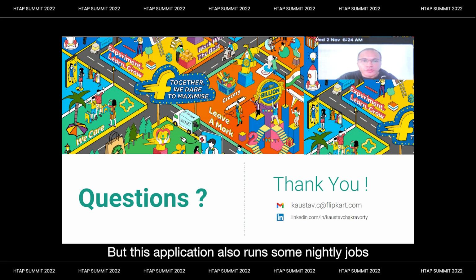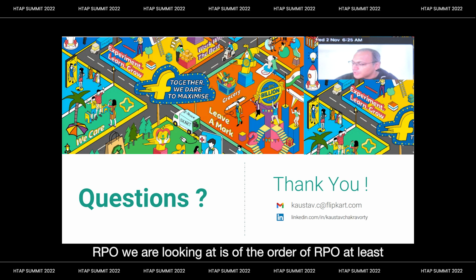But this application also runs some nightly jobs where there is expiry of coins, there is archival of data. For example, if we archive, we delete a lot of records from the main data store on TiDB. And when these bulk operations run, we do see an increase in the lag in TiCDC. Now, the kind of RTO, RPO we are looking at is, RPO at least, of the order of minutes. We would not want to lose more data than, let's say, 5 to 10 minutes.